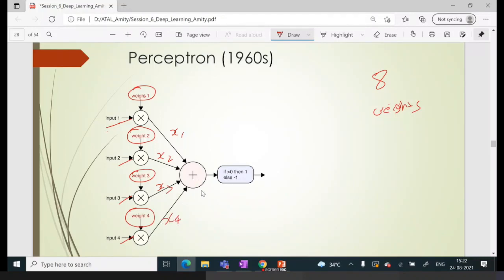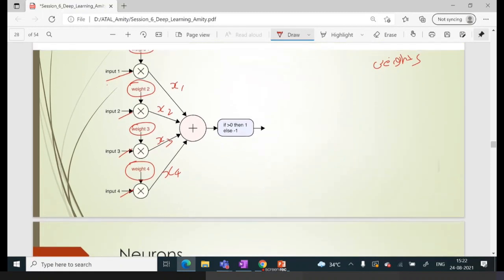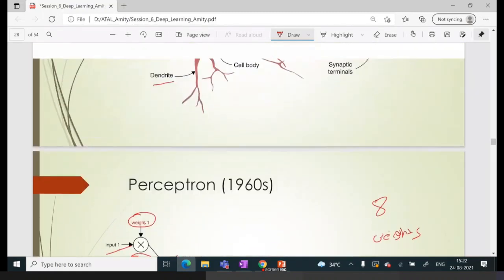Finally, you will add them and here you will put some threshold. If your final answer is greater than 0, then you will do something. Otherwise, you will do something else. It's like that. So it's very much similar to our actual neuron.